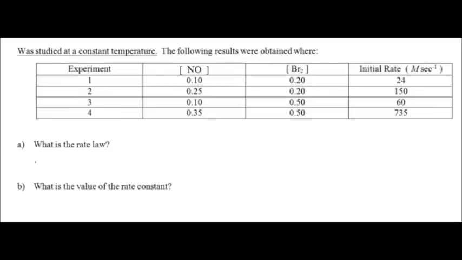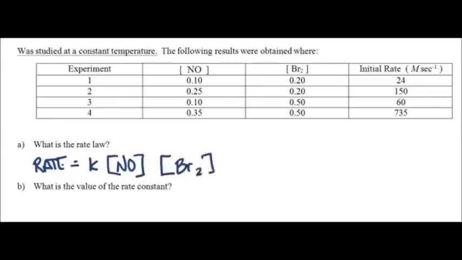We know that the word rate is equal to the constant K, and we have our NO, and we don't know what the order is yet, so I'm going to leave that blank. And then bromine, and I don't know what the order for that is yet. So when we finish, we'll put in the orders on the top here.